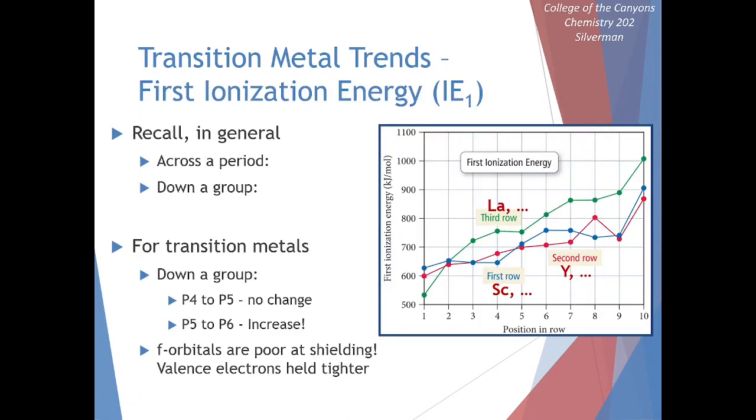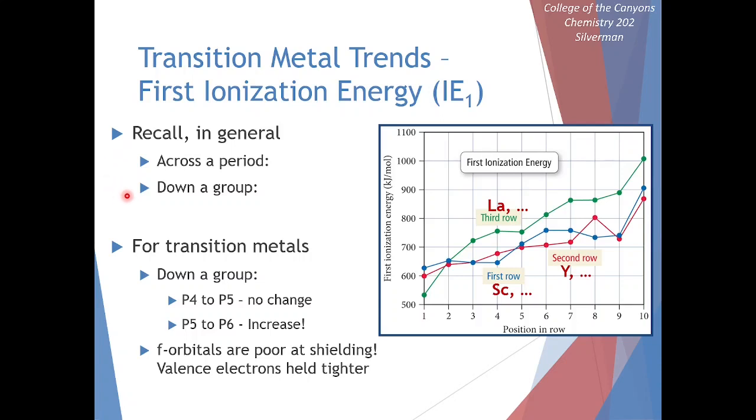All right, the second trend that we will look at is first ionization energy. Let's recall, in general, when we go to the right on the periodic table, the ionization energy is going to increase. The effective nuclear charge increases. It is harder to remove an electron. This is going to require more energy. The ionization energy increases. This will have the same trend as our effective nuclear charge.